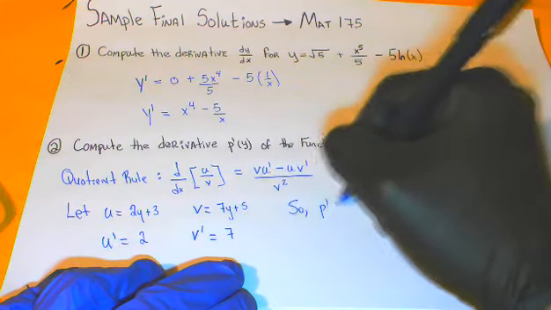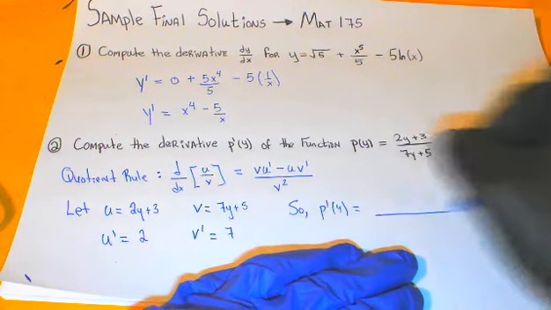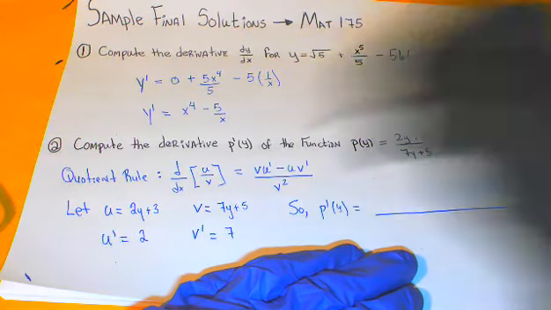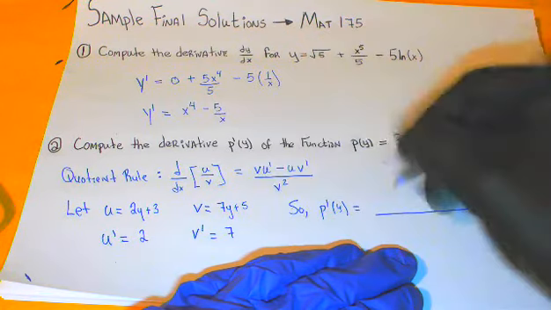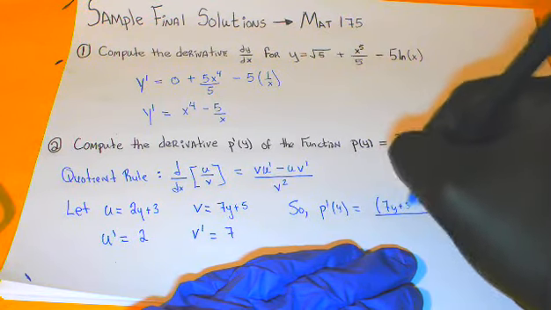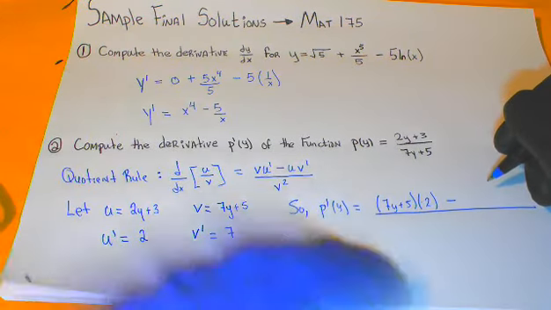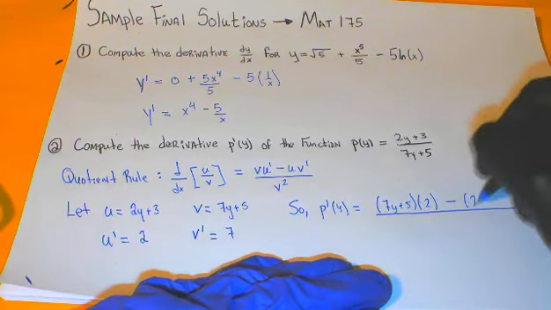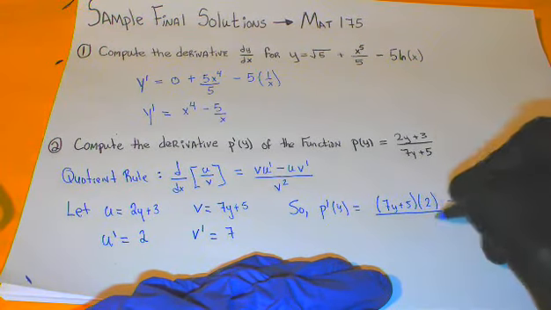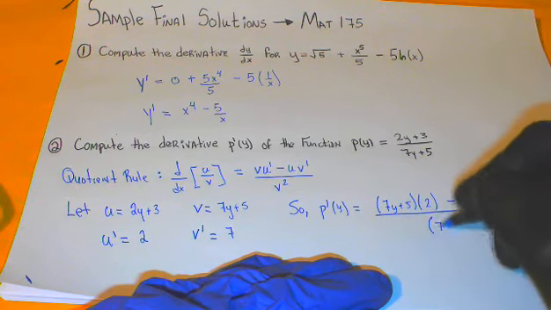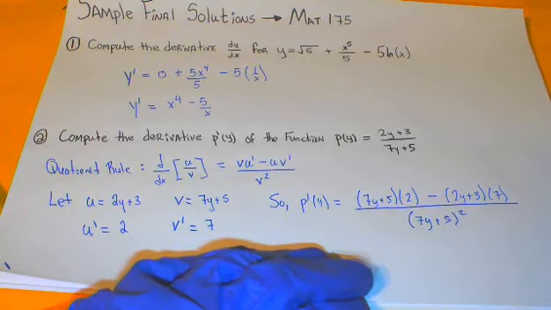So p prime of y is going to equal the following. You're going to have v times u prime, so it's 7y plus 5 times 2, minus u times v prime, so it's going to be 2y plus 3 times 7, over your denominator squared. So your denominator was 7y plus 5 squared. And now finally you can simplify this.